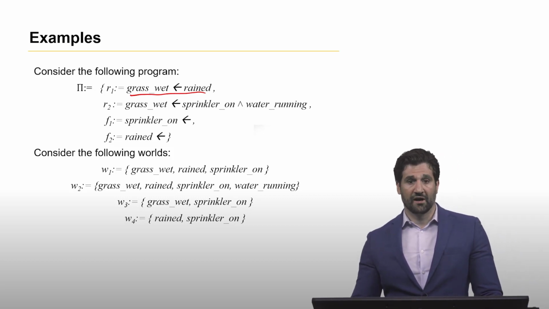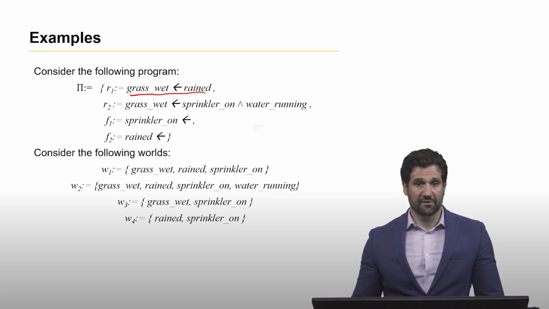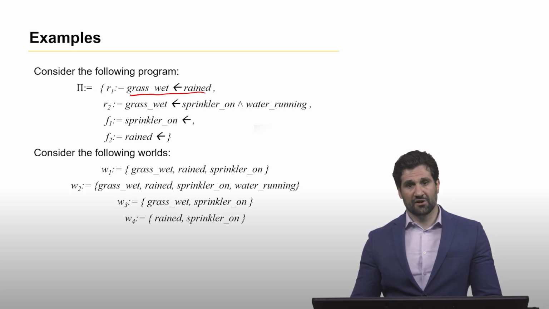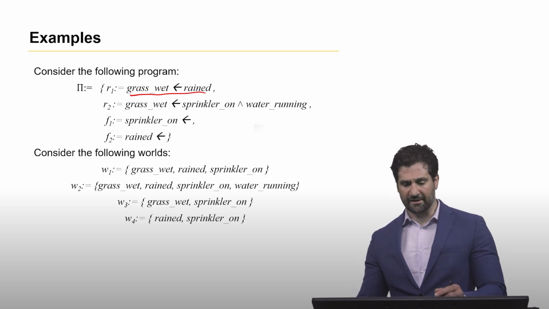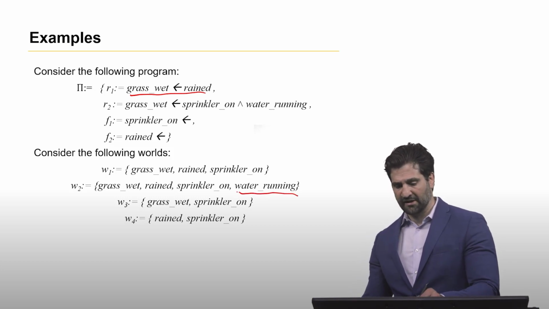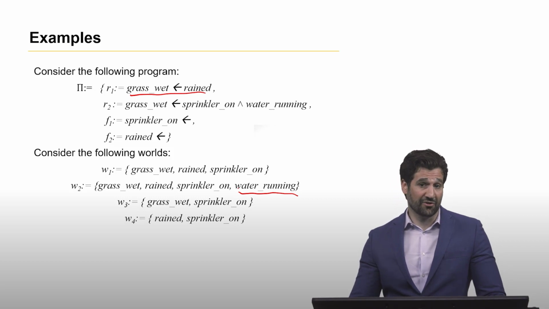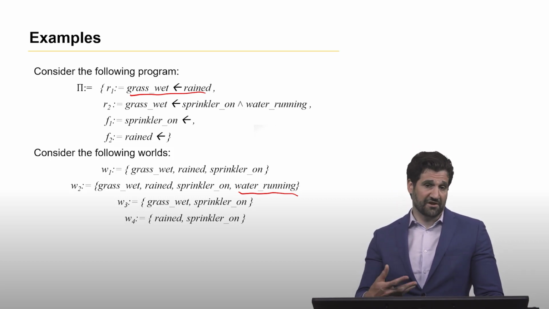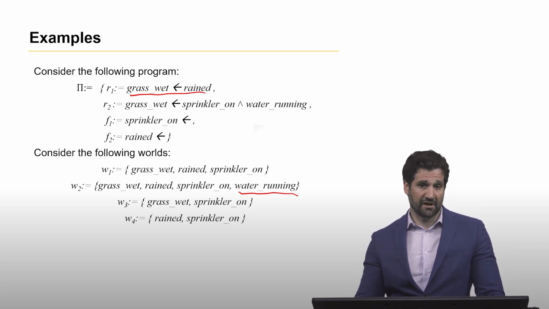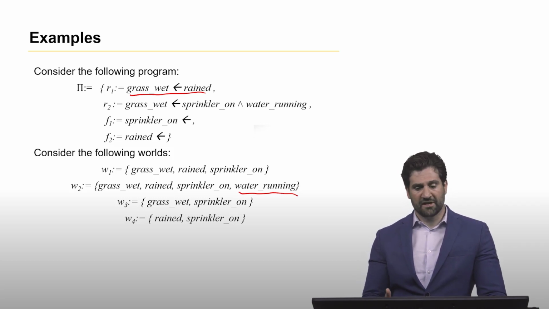World 2 says the grass is wet, it rained, the sprinkler is on, and the water is running. And so this one also is a model of the logic program. It has this one extra atom, water is running. That doesn't necessarily have to be true, but there's nothing in the logic program that says it shouldn't be, so why not?